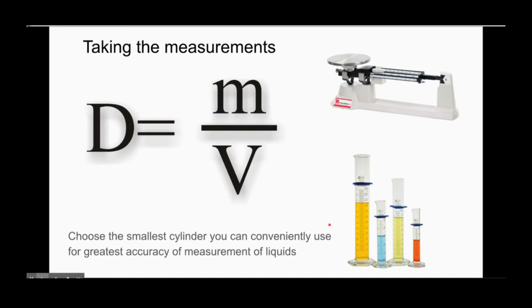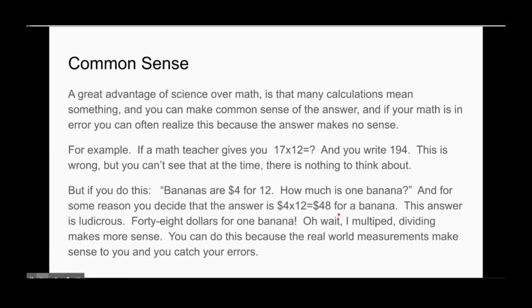When we're going to take the measurement, you can use a balance for the mass and a graduated cylinder for liquids. If they're solids, you're going to need a ruler to actually measure them. And you will choose the graduated cylinder that best suits the role. The smaller, the better. You get more precision.